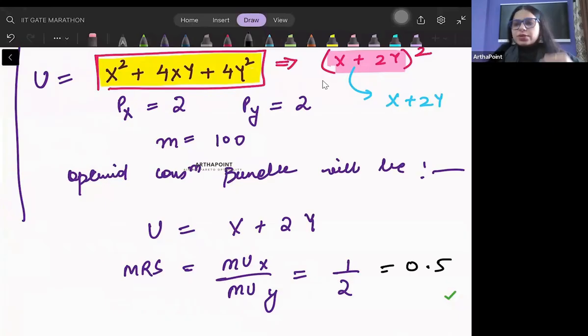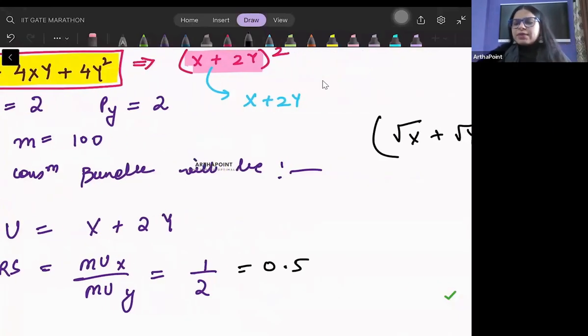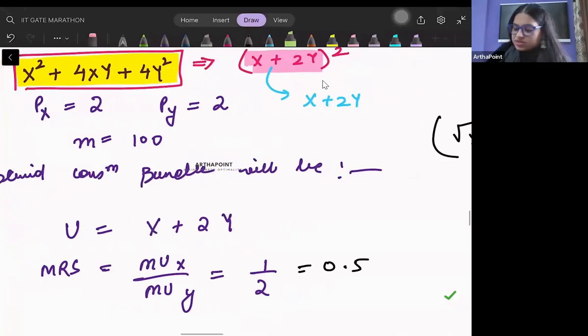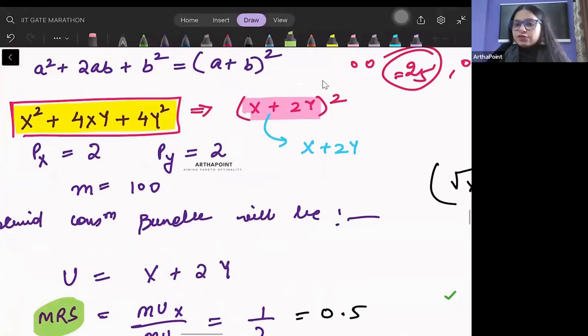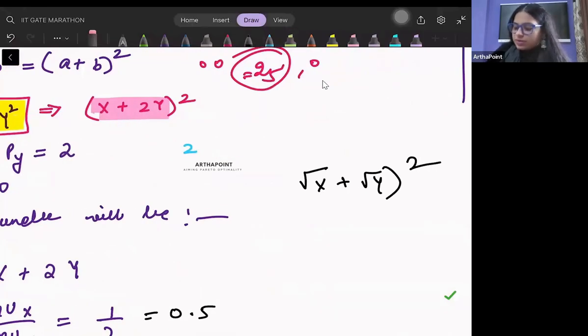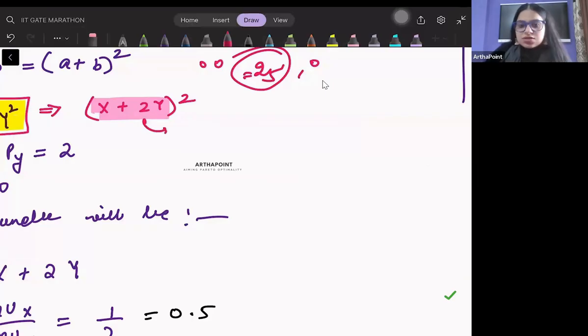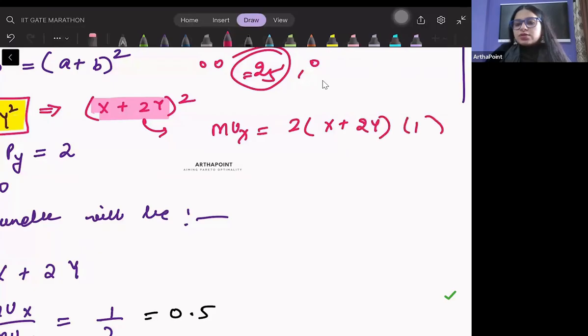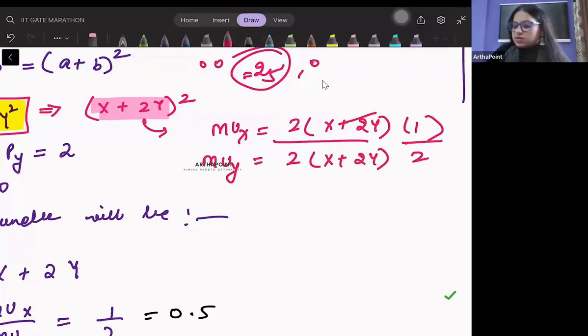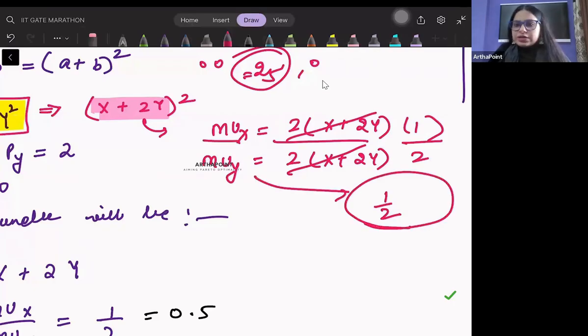We will just neglect the square because square will not change my MRS, right? And all I am concerned about is MRS. Even if you find the MRS of this, take a look once. What will be MUX? Just apply the chain rule: 2x plus 2y into 1. When you find MUY, apply the chain rule: 2x plus 2y into 2. So in the MRS, this will get cancelled, giving half. Because this is just a monotonic transformation, MRS is not getting affected. So it does not matter. I don't want to consider the square.